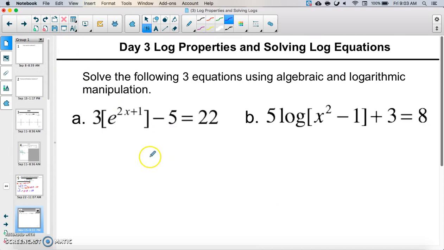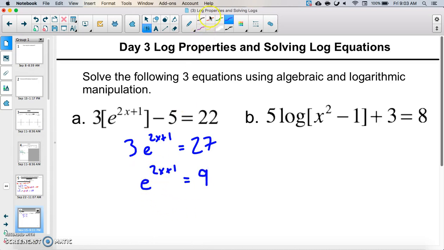So hopefully that all seemed familiar. The next part should also seem pretty familiar, but just stepping it up. If we're solving equations, it's basically just like solving for x normally, so we want to isolate that variable. So I'm going to start with adding 5 to both sides. So I'm going to get 3e to the 2x plus 1 equals 27. Then I'm going to divide by 3 on both sides. So we'll end up with a 9.